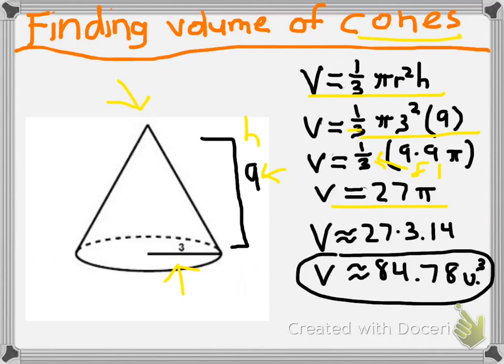And 27 times 3.14, which is pi, we approximate. And always remember to put the approximate sign. So volume is approximately equal to 27 times 3.14. So volume is approximately equal to 84.78 units cubed. And that's our unit. So this is our answer.